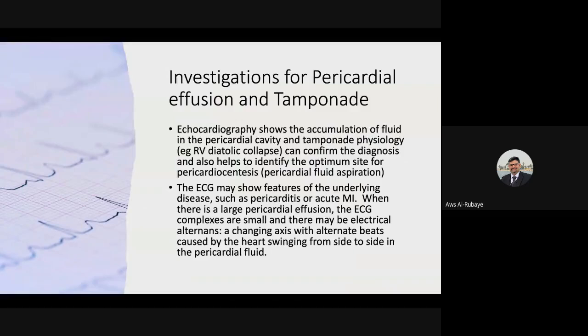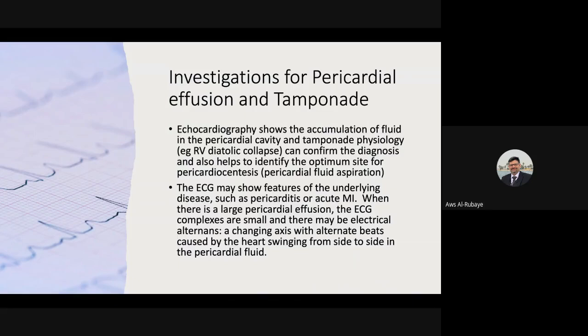Investigation for pericardial effusion and tamponade. Echocardiography shows the accumulation of fluid in the pericardial cavity and shows the tamponade physiology, such as the RV diastolic collapse, and it can confirm the diagnosis and helps to identify the optimum site for pericardiocentesis.